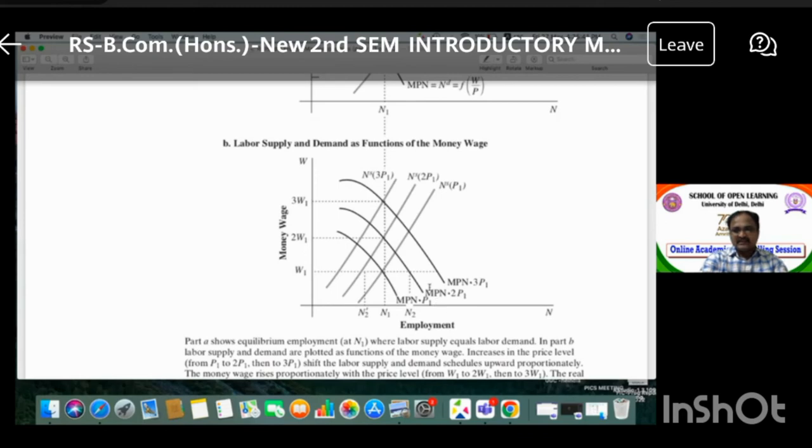Suppose for example, the earlier curve is MPN 1, right? If labor demand is increasing, if you hire more labor, the labor demand curve is increasing. Demand increasing means producers have hired more labor, they can produce more output, so they must increase the wage rate. More demand for labor, they must pay the higher wage rate. So the labor demand curve will shift rightward, that will reflect the wage rate shifting to this much level, W2. Got it? If the supply curve is constant.